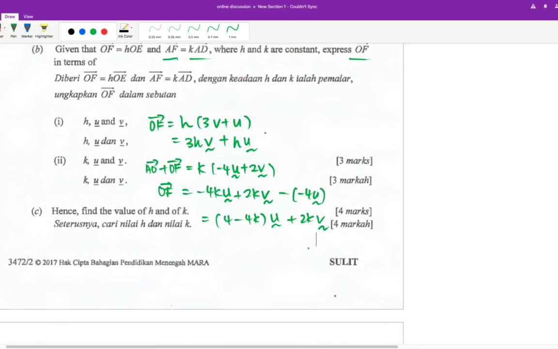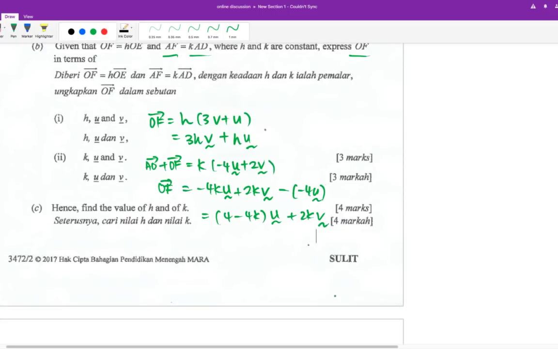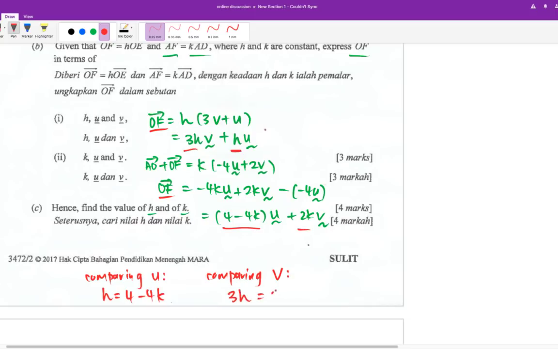The last part of the question asks you to find H and K. The problem is both also have OF here, right? Then you just do the comparing. You're comparing their U and comparing their V. If I compare their U, the U here is H, and the U here is this one. So I can say H equals 4 minus 4K. Then I will do this comparing for V. The V here is 3H, the V here is 2K. So I can say 3H equals 2K.